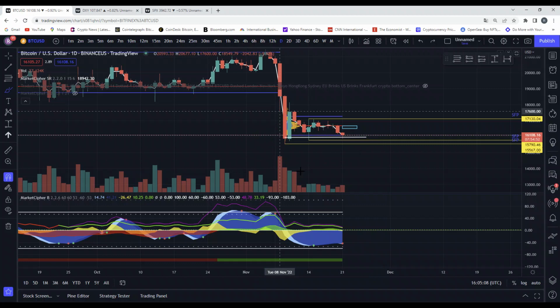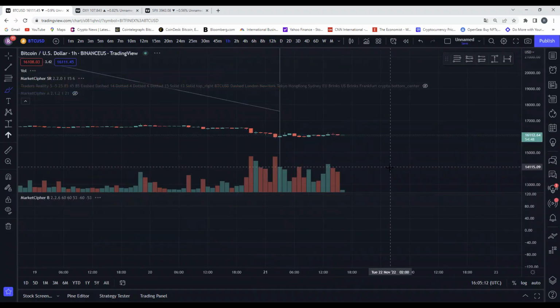It's going to be very exciting for the next week or two, although the markets now might go a little bit sideways.